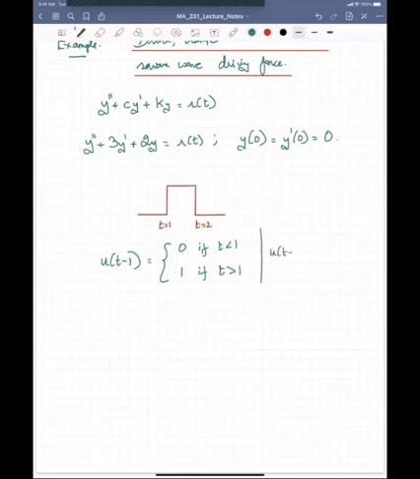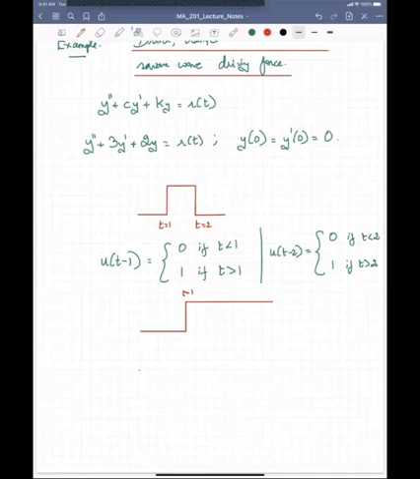Similarly, if I model this as u of t minus 2, this is equal to 0 if t is less than 2 and 1 if t is greater than 2. Okay. So I cannot model this as either u of t minus 1 or u of t minus 2, because u of t minus 1 would be this, right, at t equals 1. And u of t minus 2 would be this, okay, at t equals 2. But all I want is this right here.